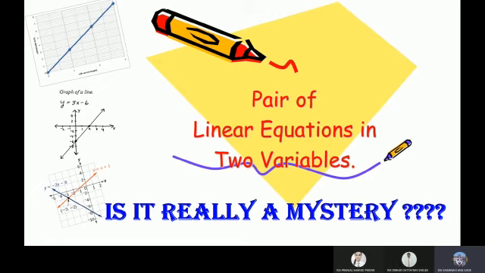Good morning, friends. Do you think maths is really a mystery? Well, mathematics is not about numbers, equations, or algorithms. It is just about understanding. The one who has understood this game is always the winner of this game.